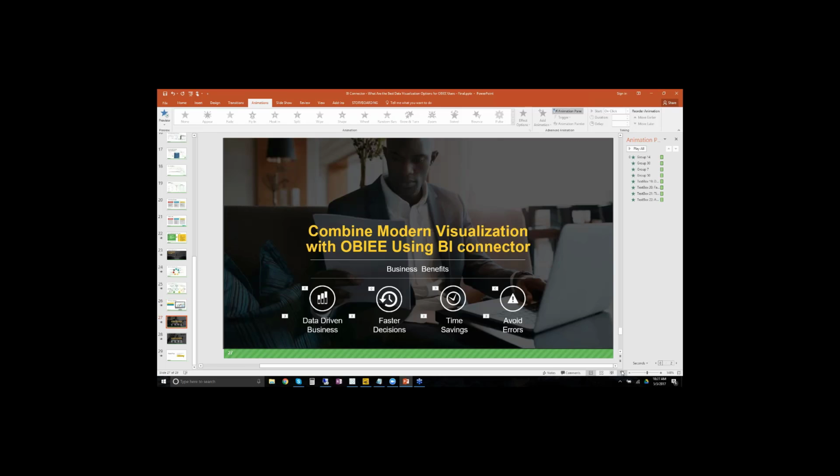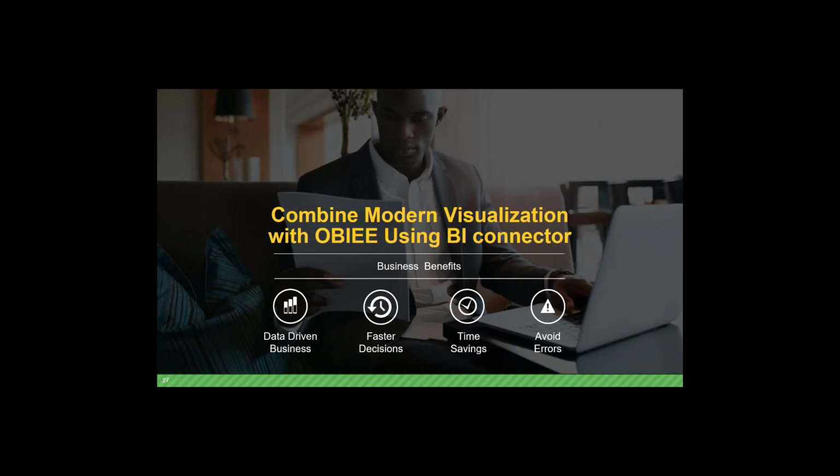By combining a modern visualization tool with OBIEE using BI Connector, you're going to be able to transform your organization into a data-driven organization. You're able to make better business decisions faster, so the speed to decisions is going to be substantially higher. You can save significant time in getting to new data sources and combining them with your OBIEE data. Also, the time typically required to prepare the OBIEE data for your visualization tool can now be automated, saving an enormous amount of time.